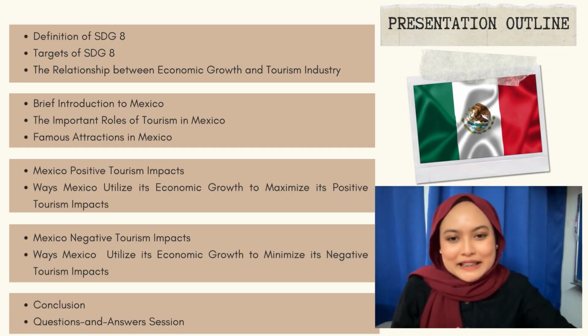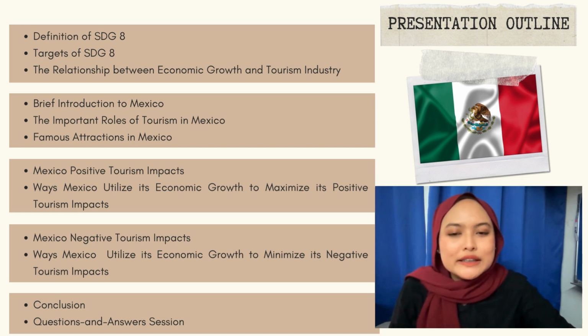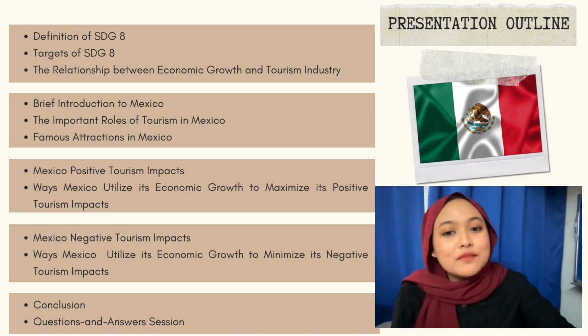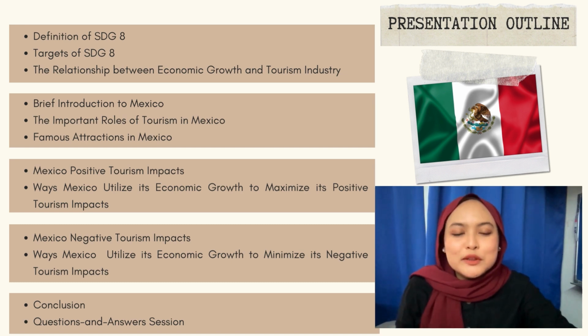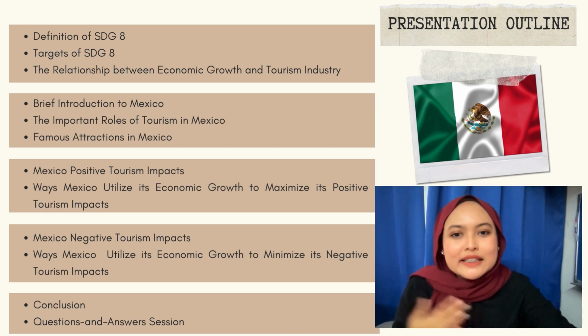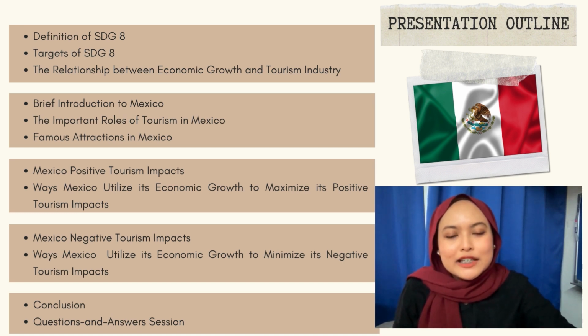This is our presentation outline, so as you can see, it is divided into 4 parts. The first part contains the definition of SDG 8, targets of SDG 8, and the relationship between economic growth and tourism industry, and will be presented by me, Miss Awatif. The second part, which is a brief introduction to Mexico, the important roles of tourism in Mexico, and famous attractions in Mexico, will be presented by Miss Putri Syazwani.